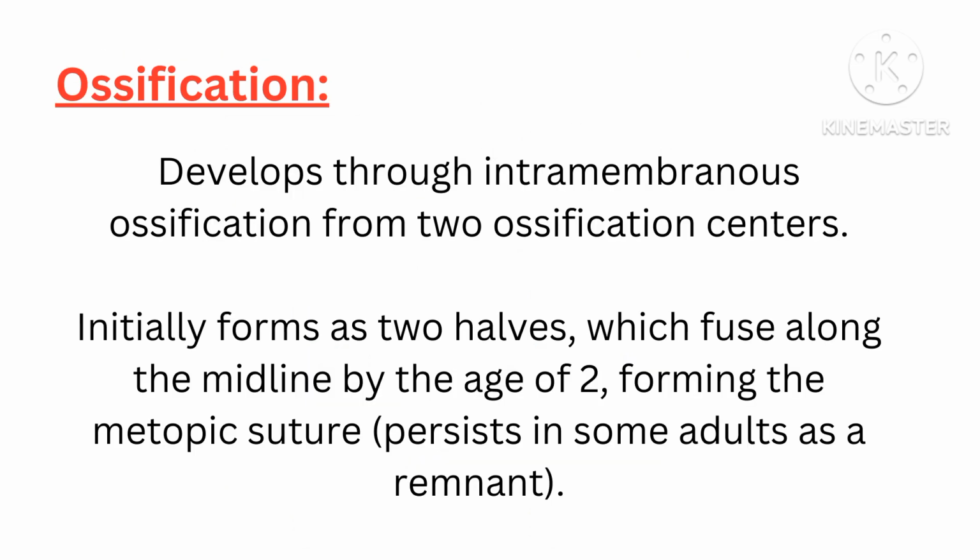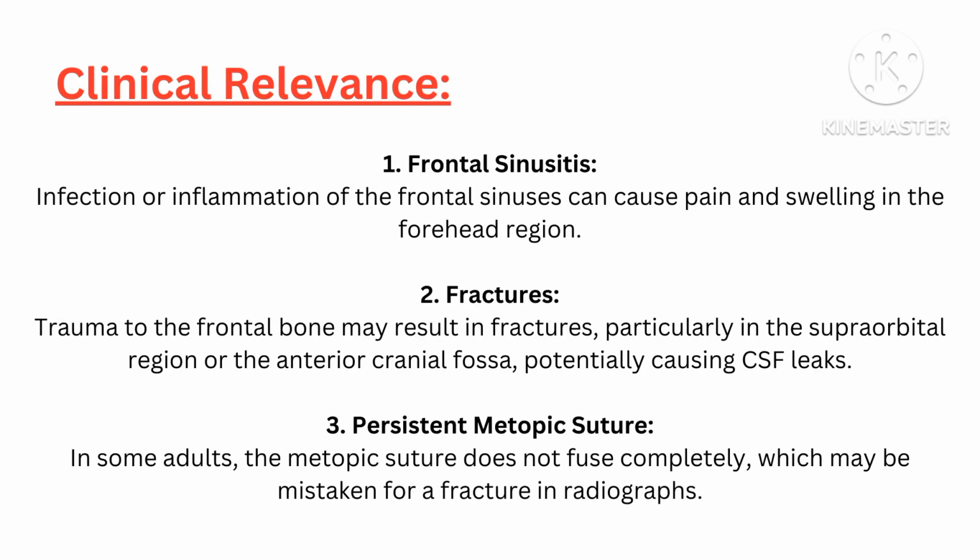Ossification. The frontal bone develops through intramembranous ossification from two ossification centers. Initially it forms as two halves, which fuse along the midline by the age of 2, forming the metopic suture, which persists in some adults as a remnant. Clinical relevance: frontal sinusitis. Infection or inflammation of the frontal sinuses can cause pain and swelling in the forehead region.